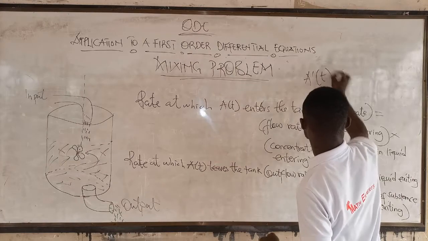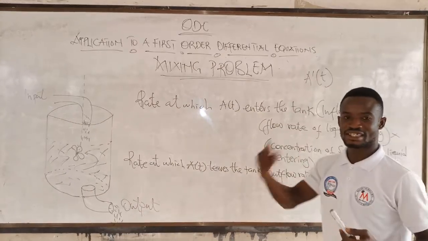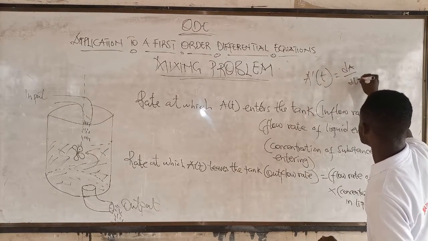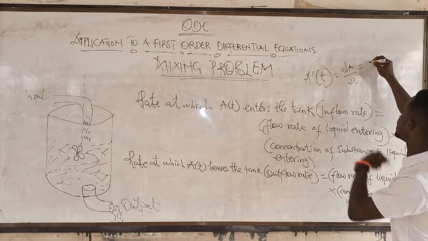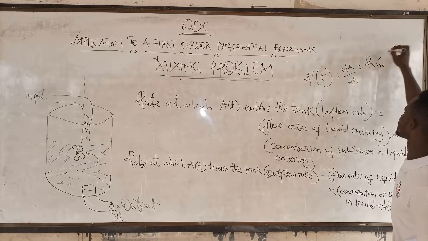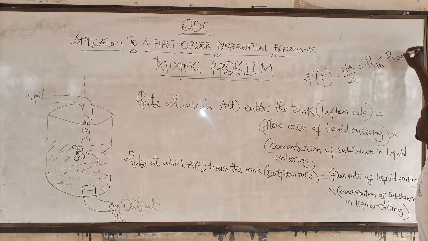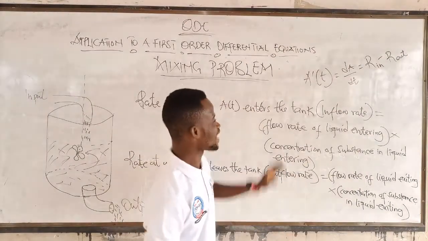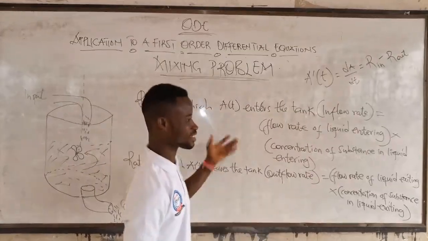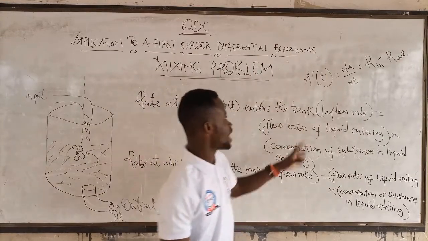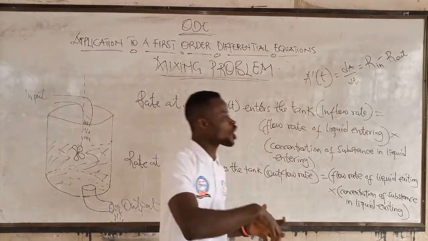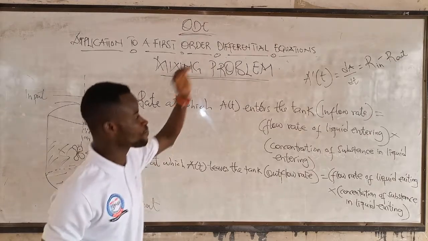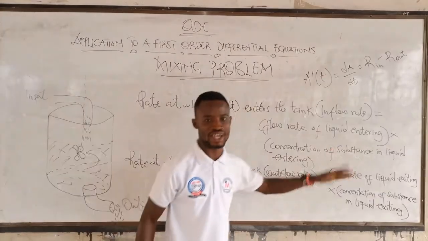The rate of change, and we know that the rate of change is the first derivative, dA/dt, is equal to the inflow rate minus the outflow rate. I hope it's clear. That's a simple way to put it. So the rate of change is the inflow rate minus the outflow rate. Now we are going to look at what this inflow rate is and what this outflow rate is.